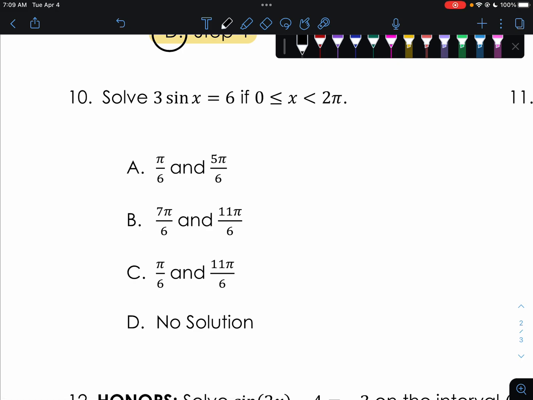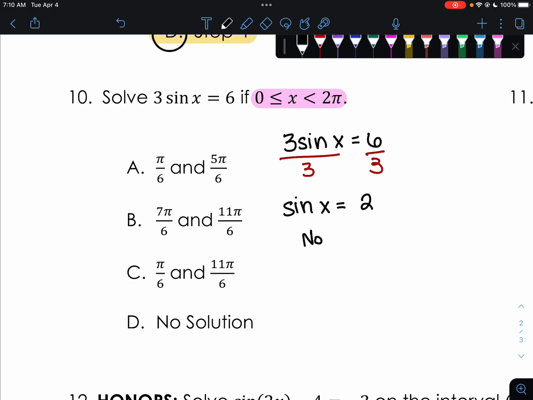Looking at the next one, we're going to solve 3 sine x equals 6 if it is between 0 and 2 pi. So we have 3 sine x equals 6. I am going to start by dividing both sides by 3. And that gives me sine x equals 2. Most people confuse that with 1/2. That is 2. And remember, I told you that sine's answers are only between -1 and +1. This falls outside of that range restriction, so therefore this is no solution.